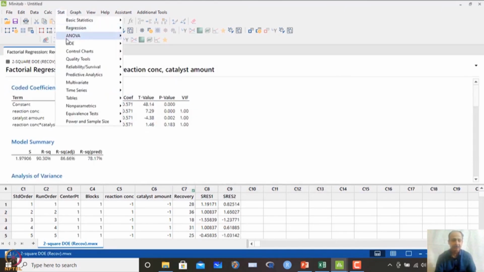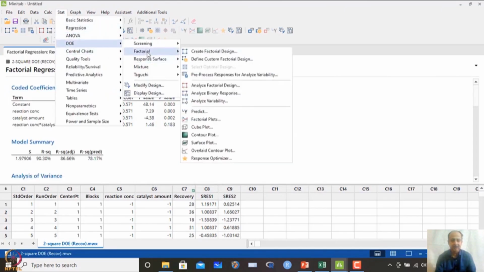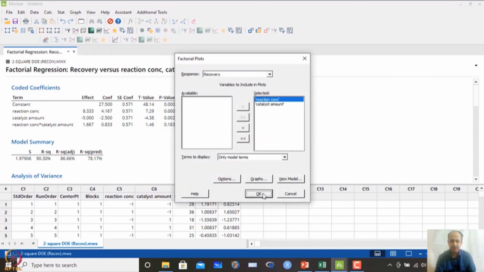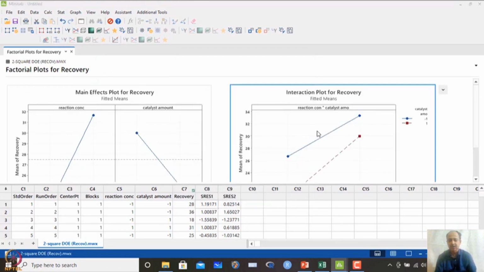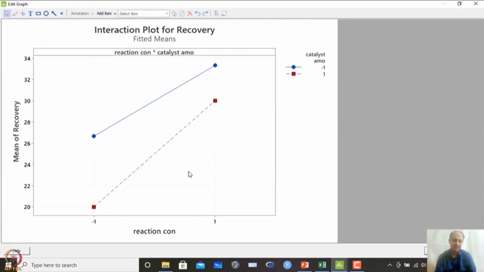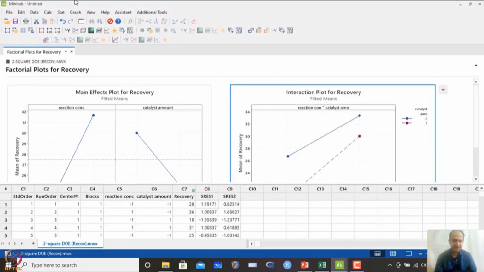Then what I have to do is go to Design of Experiments, Factorial, then Factorial Plots. When you mention this one, it will be in the model, and then the interaction plot will come. You can see the interaction plot has parallel lines, so more or less the interaction is not prominent. That is why we can eliminate that one from this.